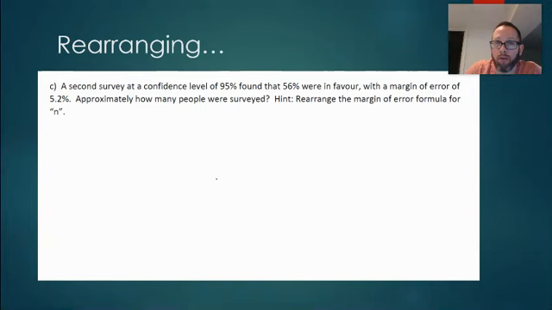One last type of question to do for you guys. Now, you guys have all the tools to do this kind of question on your own, but I thought I would just do it with you as well. So a second survey at a confidence level of 95%. So remember, that's giving us our Z-score of 1.96. Found that 56% were in favor, a new P, 0.56, with a margin of error of 5.2%, our margin of error is 0.052.